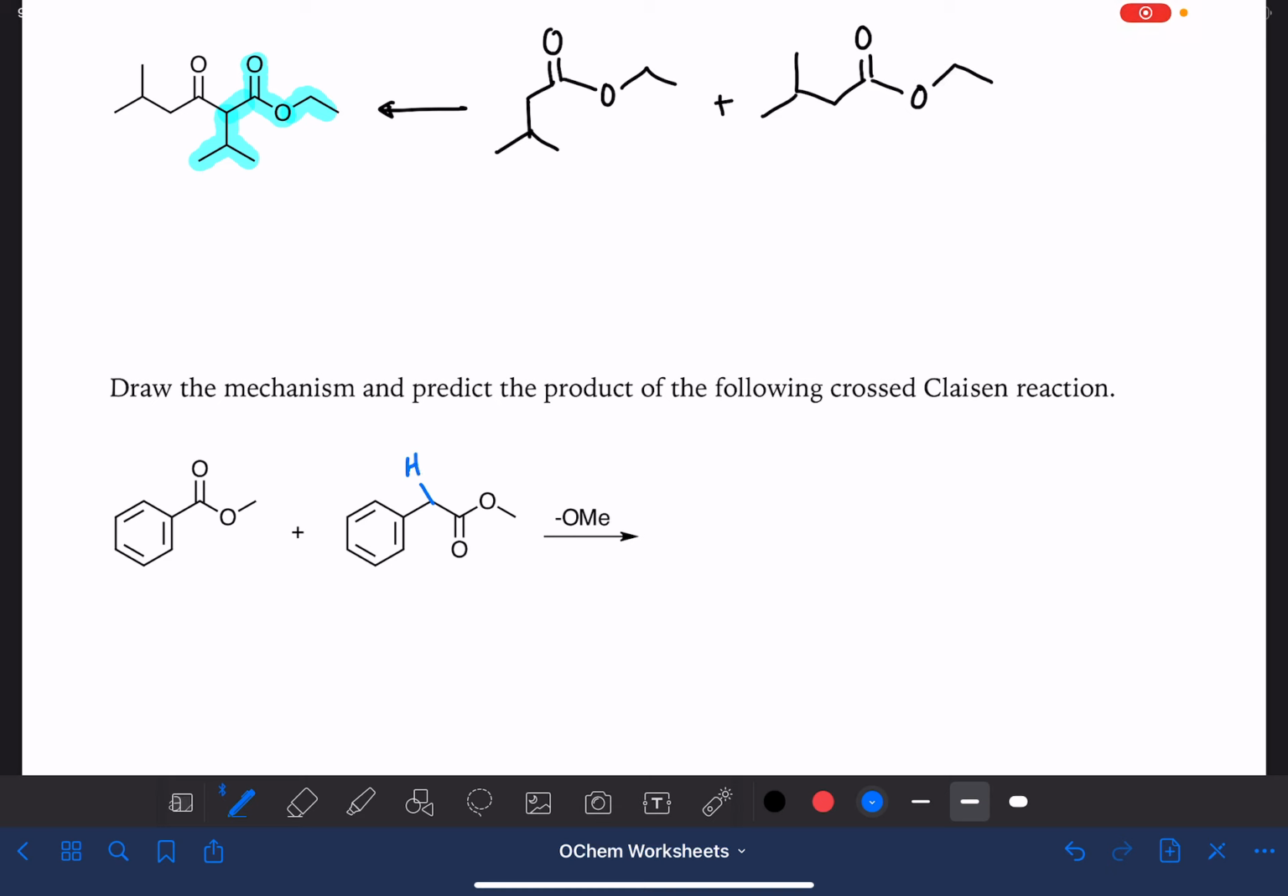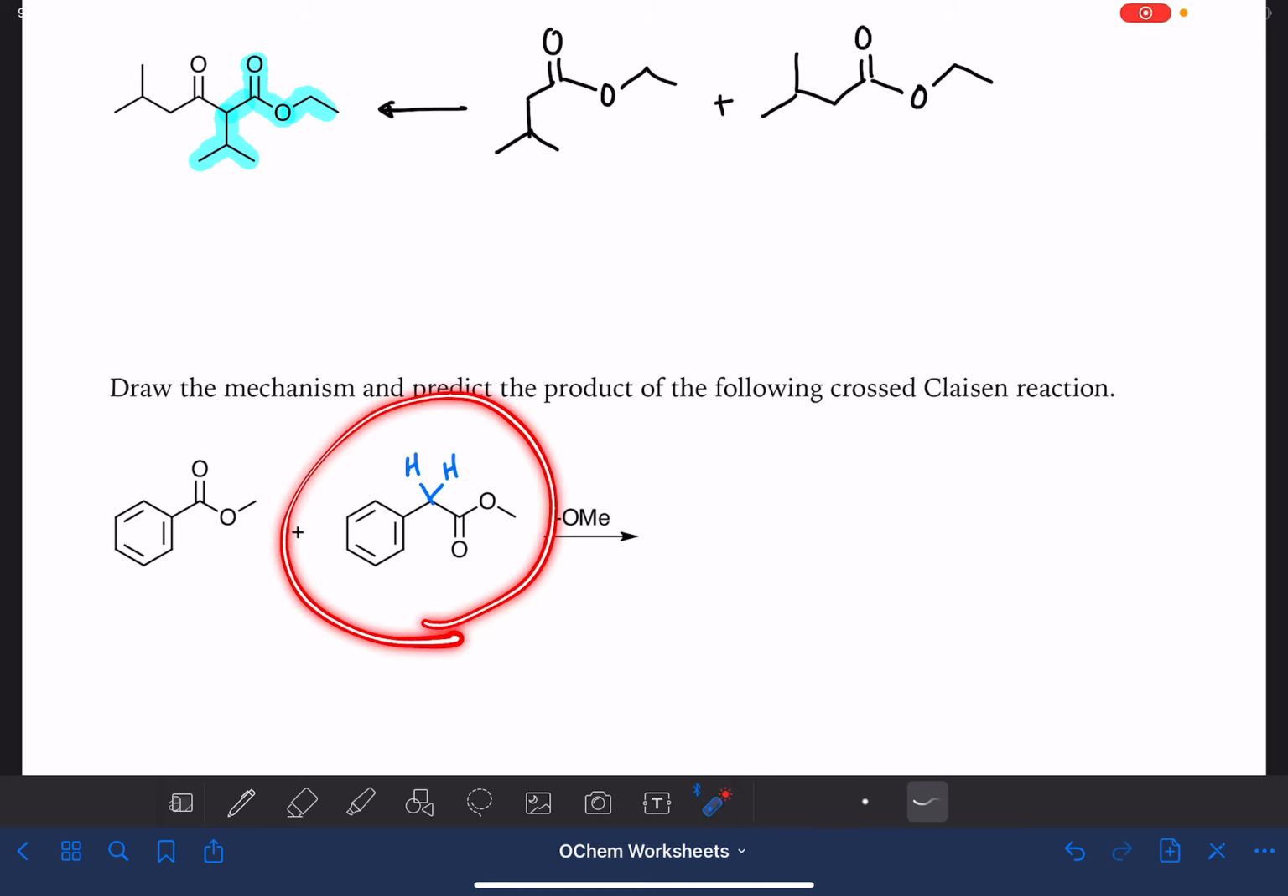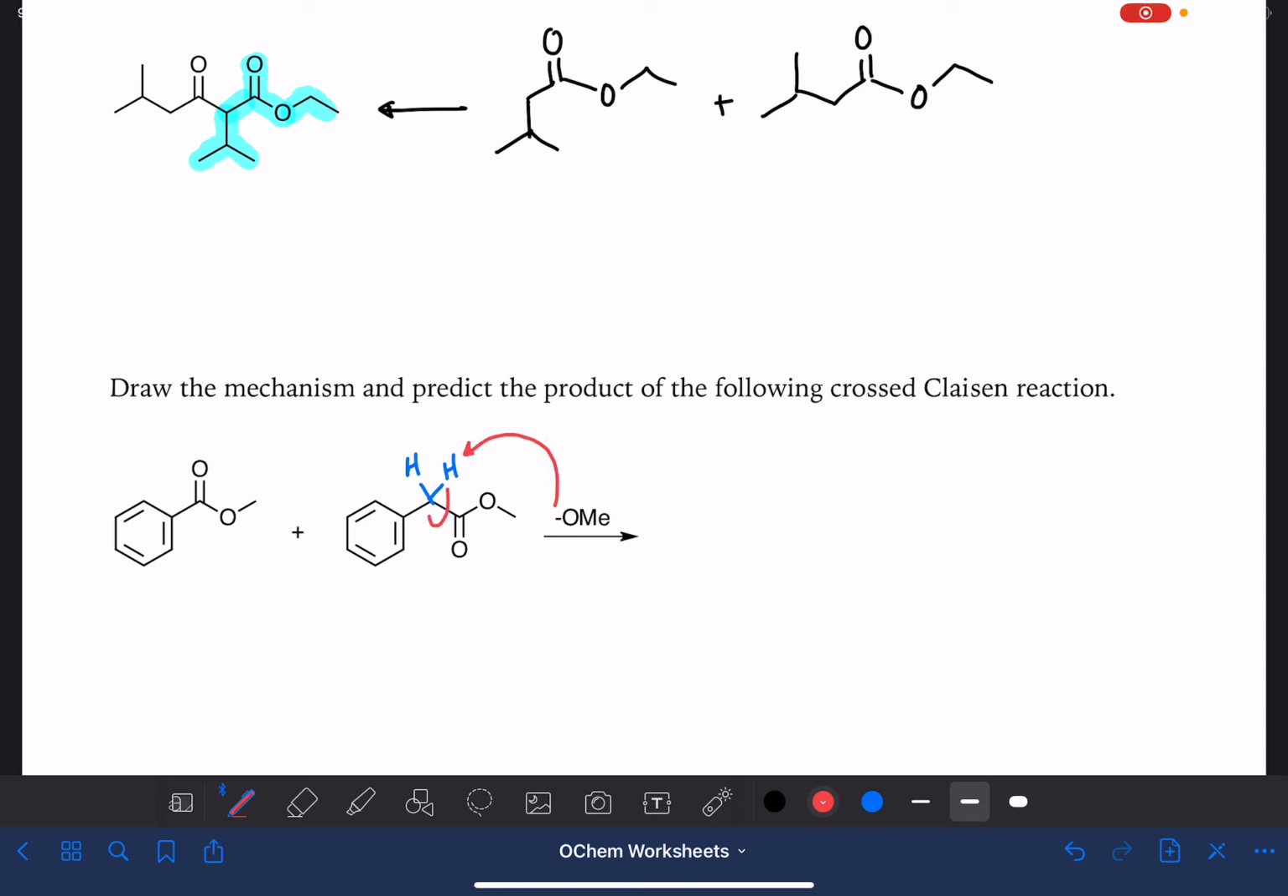So this ester is the only one that has alpha hydrogens. And because of that, this ester is the only one that can become an enolate. So this is going to make this reaction a little bit easier. We're not going to have as many possible products. First thing that we want to do is deprotonate and form that enolate right here. And then we're going to use the enolate to attack an ester. It is going to attack the other ester.